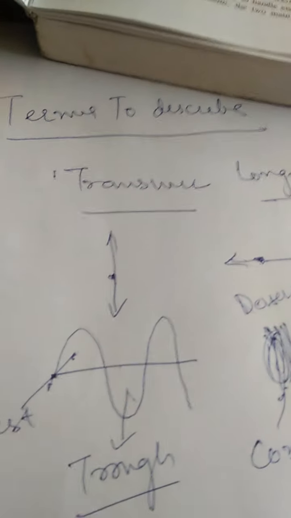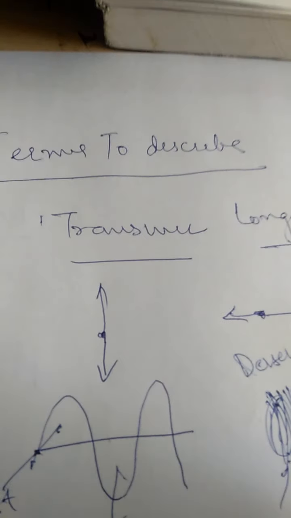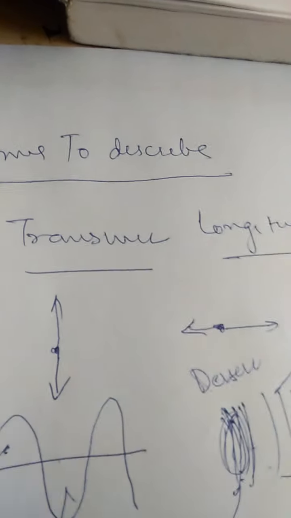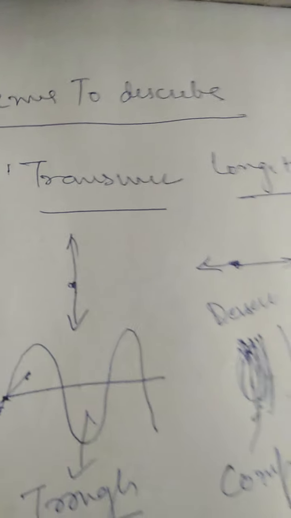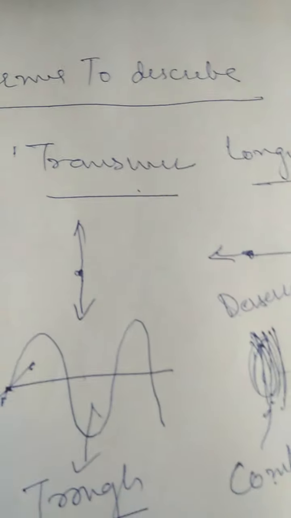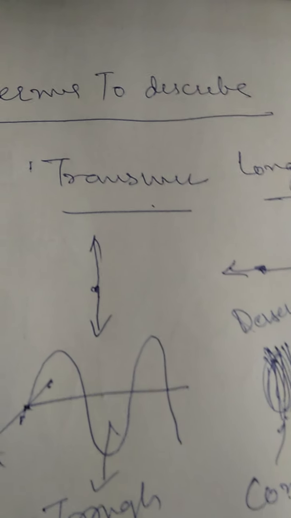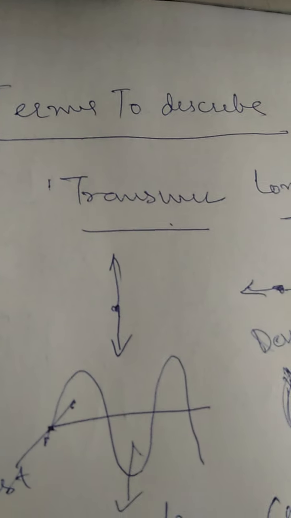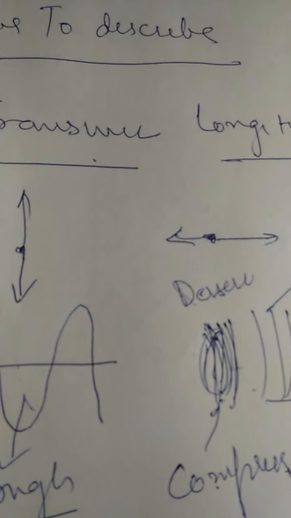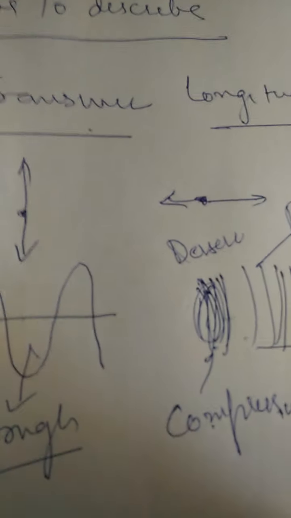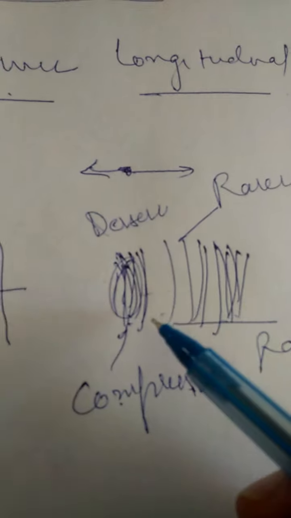Now, let us start with the different terms to be used in case of wave motion. We have discussed there are two kinds of waves: one is called longitudinal waves, the other is called transverse waves. In transverse waves, the particles vibrate in a direction perpendicular to the propagation, while in longitudinal waves, the particles vibrate along the axis of the propagation. So these are the two different kinds of waves which are formed.